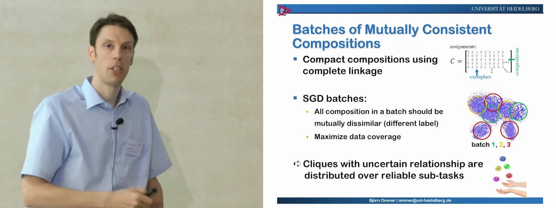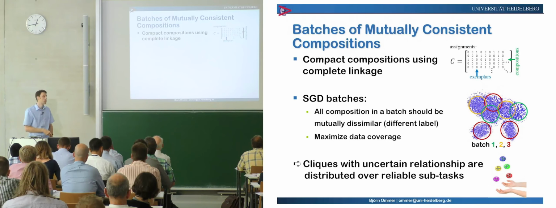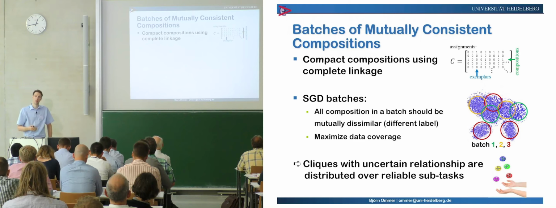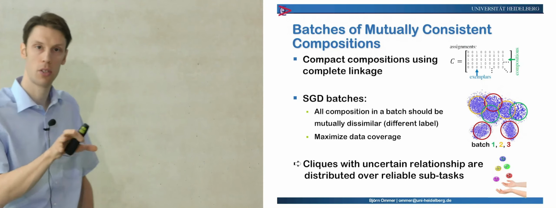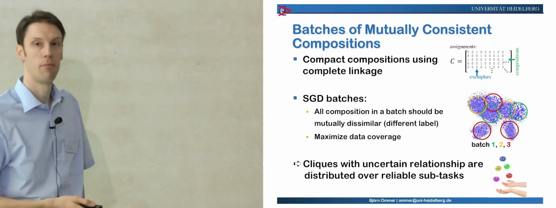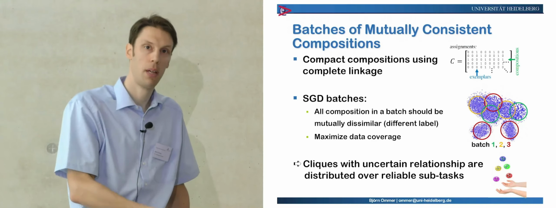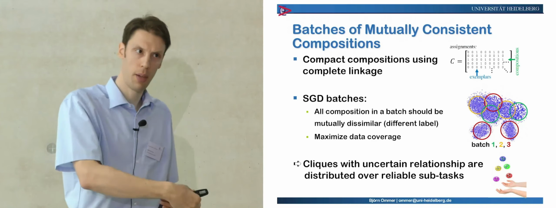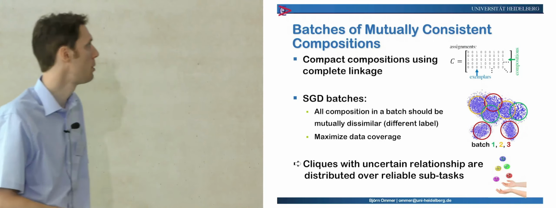So one way to get compact compositions would be a simple initialization using the complete linkage algorithm, which then assigns exemplars here to different compositions. An exemplar can go into several compositions, so these compositions might have mutual overlap, and if they have mutual overlap, it's clear that they cannot go into the same SGD batch, because some of them are similar, others are dissimilar, but they have the same label. That ain't gonna work out.